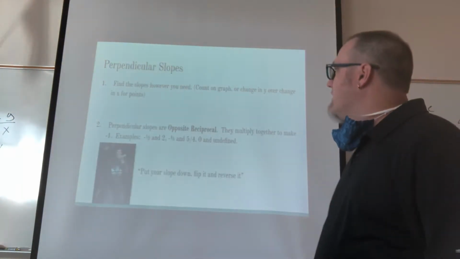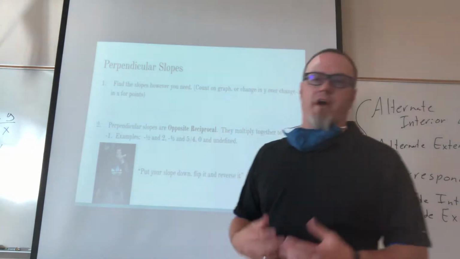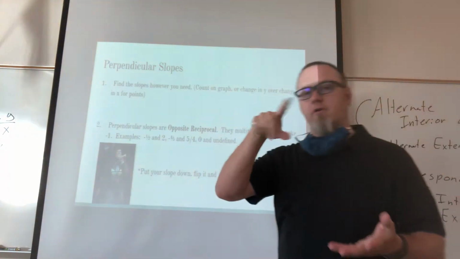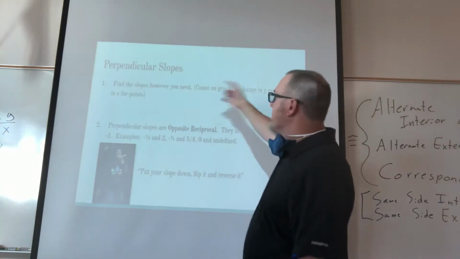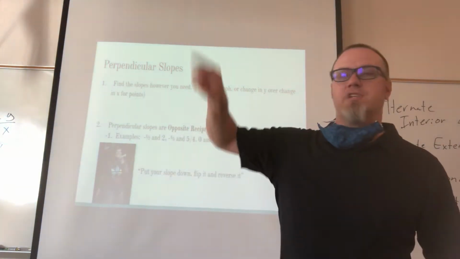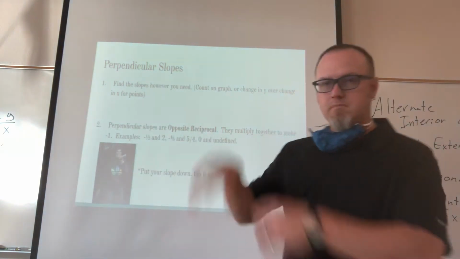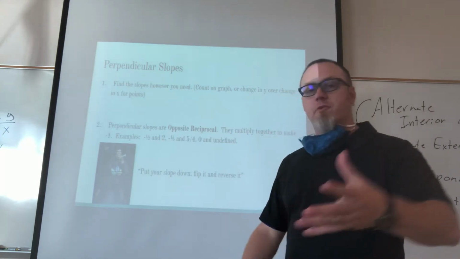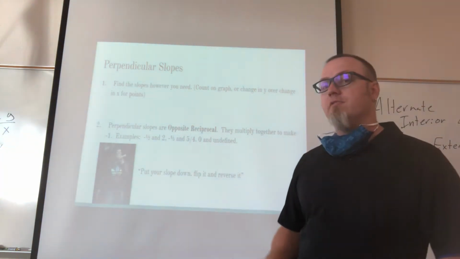So our next slide is perpendicular slopes. Again, the first step when you're finding a perpendicular slope is to find whatever slope it is by either counting on the graph, change in y over change in x, or you're comparing the points and you're doing the change in y first, the change in x for the bottom, and you put those up, you find that slope. Perpendicular slopes are opposite reciprocals of one another. They multiply together to make -1.